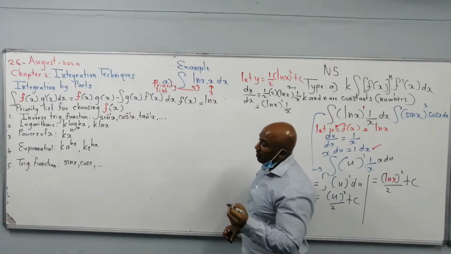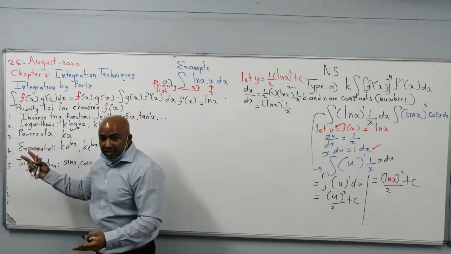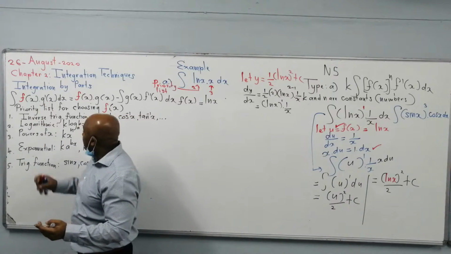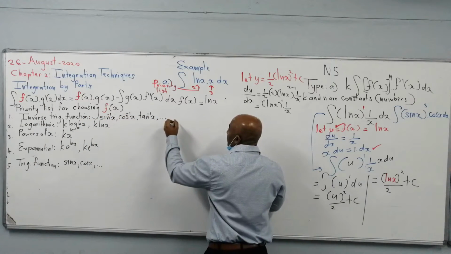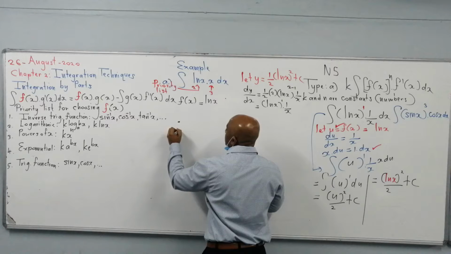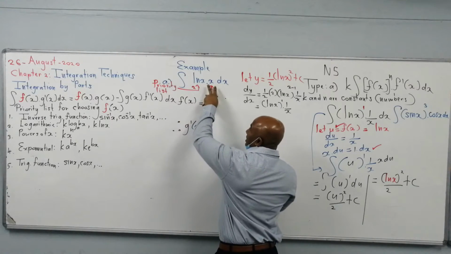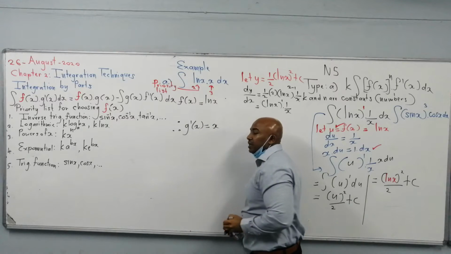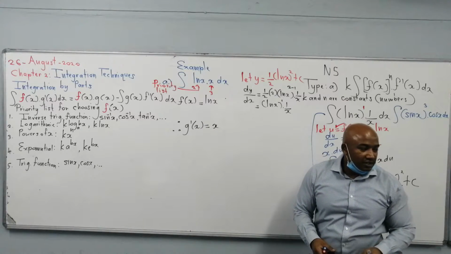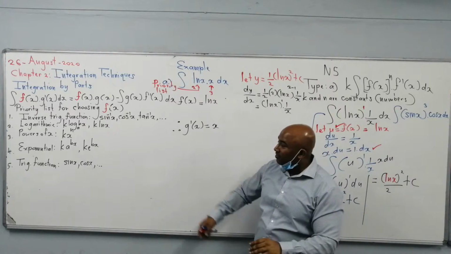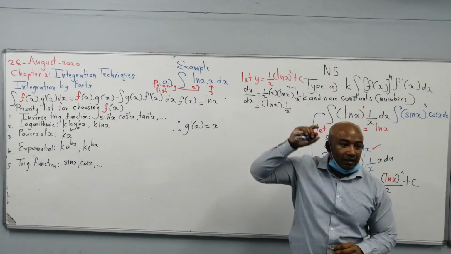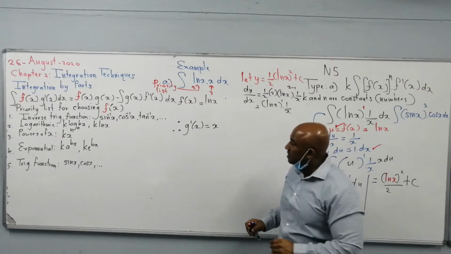So what am I doing now? I'm identifying my f of x. So therefore, the other one will be g prime x. So therefore, g prime x is equal to x. You're clear with that? That's how you use the priority list. There's only 5: the 1, 2, 3, 4, 5. Whichever one is higher up must be chosen as f of x.